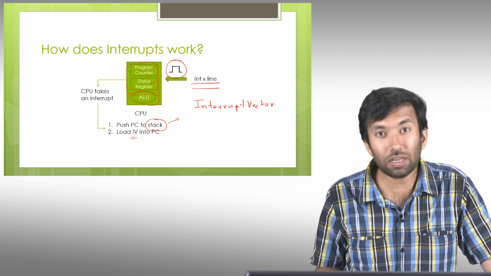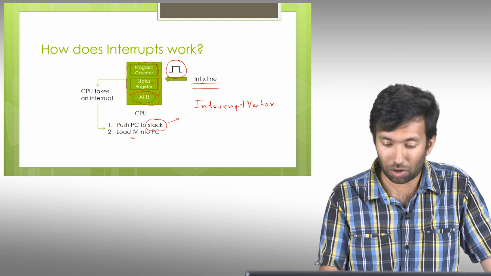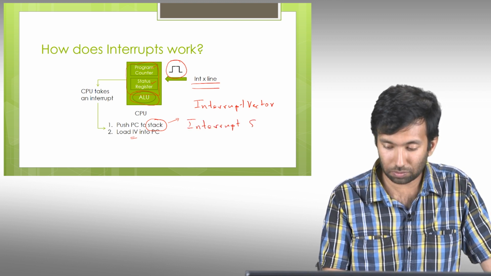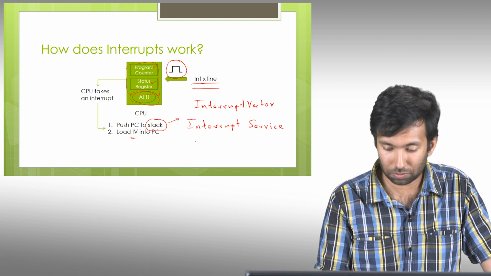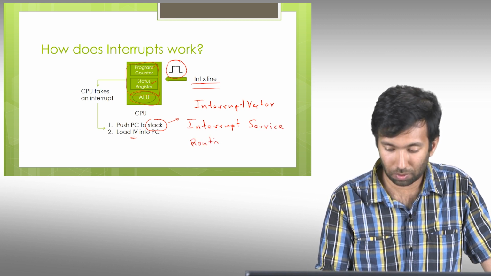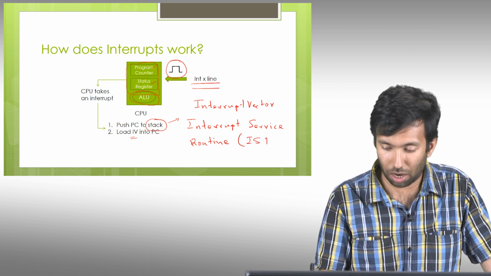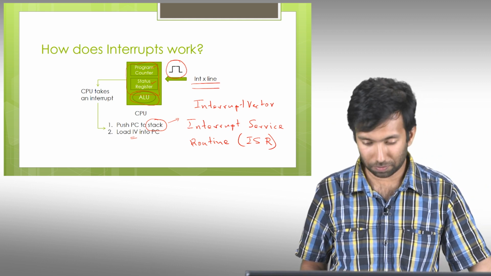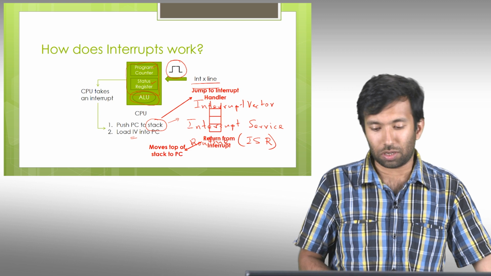The program that you run when you take an interrupt is called the interrupt service routine, or ISR. It is also called the interrupt handler. Now, with respect to every interrupt, there is a table in the operating system. What is this table? Each interrupt has a number.